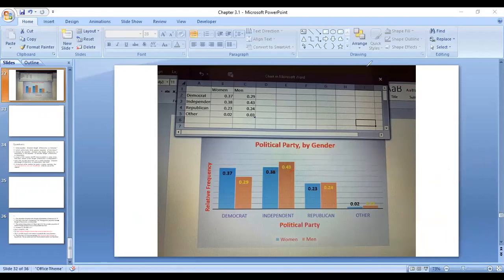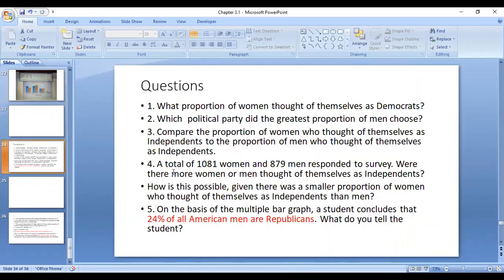Now you go to the total one. There were women and men who thought themselves independent. That is, you find the number, right? And how was that possible? Even though there were fewer women who thought themselves independent than men. You look at this one.